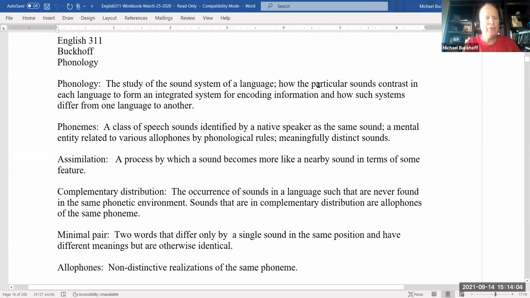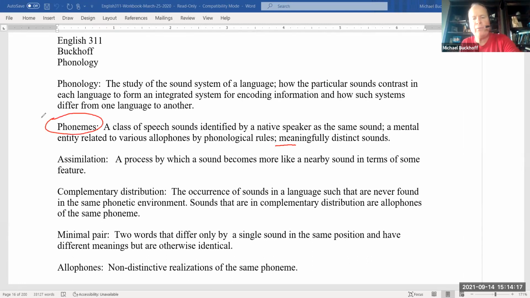So how the particular sounds contrast in each language to form a system. Then we get into what's called phonemes. A really easy way to remember that is just these three words here: meaningfully distinct sounds. Really easy to remember that. Assimilation, remember, you need to know this for the quiz. The process by which a sound becomes more like a nearby sound in terms of some feature.